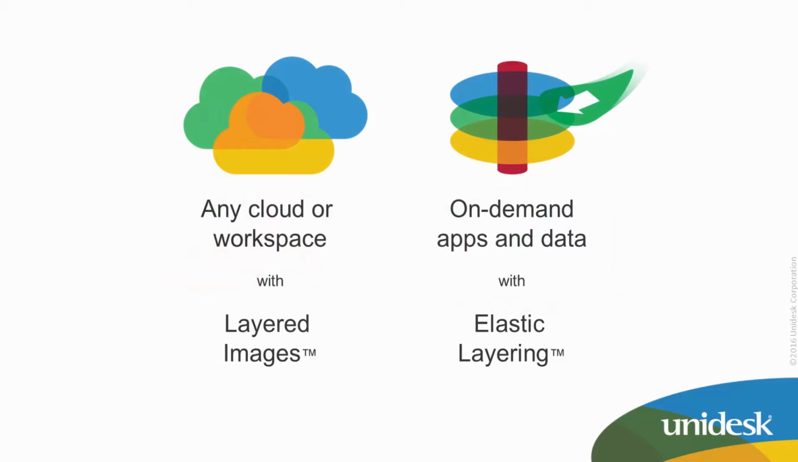The key with Unidesk 4 is that we now allow you two different ways to deploy layers. The first is with our layered images that allow us to create images and manage image content across any platform, any hypervisor. The second is our elastic layering, which allows you to deliver layers on demand in both VDI and session host or XenApp environments. Let's take a little bit of a look at the technology of both of these options and then show you a quick demo.